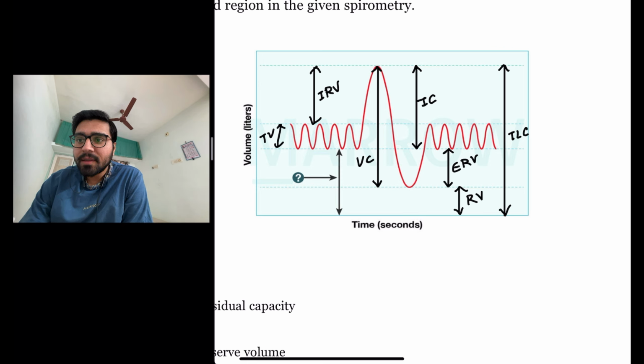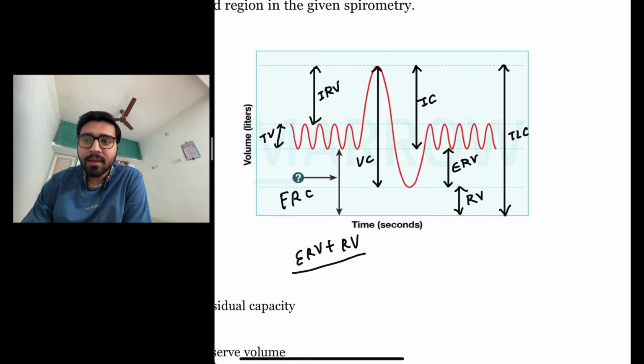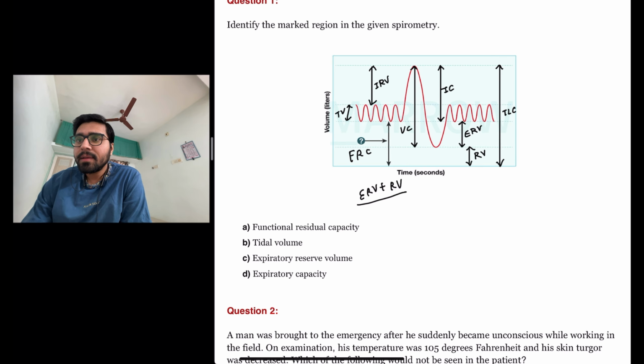And this marked area, which is shown in the given spirometry, is actually the summation of expiratory reserve volume plus residual volume. So that is known as functional residual capacity. So marked region is option number A, functional residual capacity.